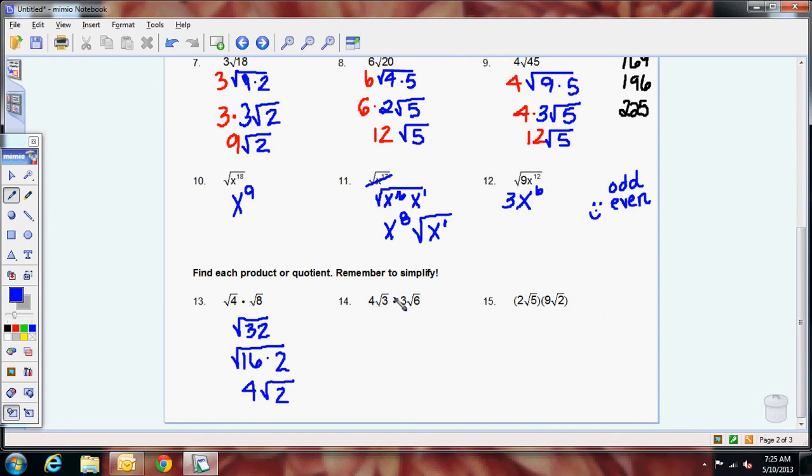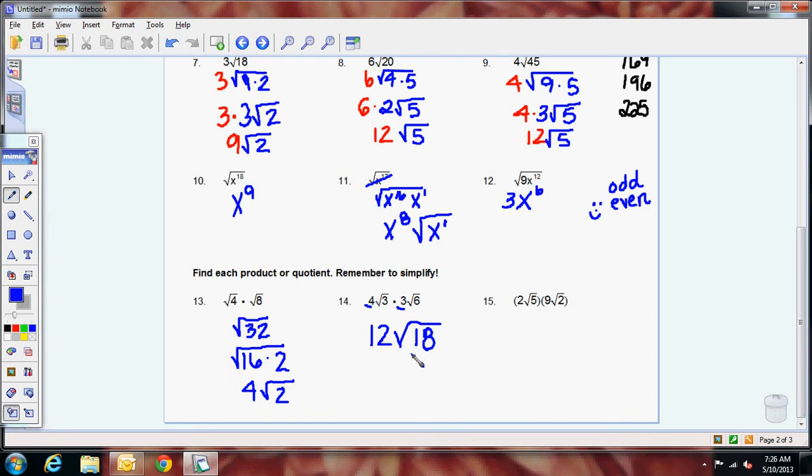Next one, we have outer numbers and inner numbers now. So remember, multiply those outer numbers first. So 4 times 3 gives me 12, that's outside. And then multiply those radicals. 3 times 6 gives me 18. Now you're not done yet. Always look, can I simplify this 18? So this problem right here has become like these problems right here.